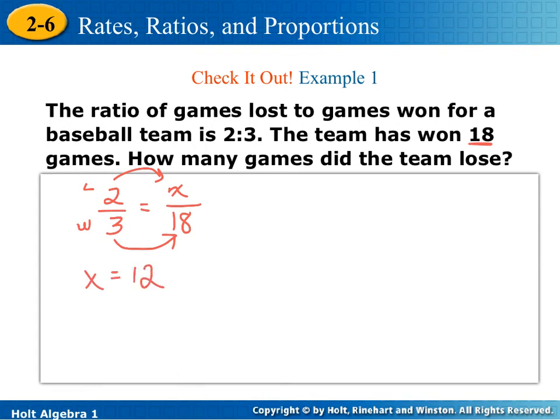They lost 12 games. Now be careful, these questions could be worded differently. It might ask how many games did they play in total. Well, if they won 18 and they lost 12, in total they would have played 30. Just be careful on the wording with these questions. Make sure you're answering the right question.